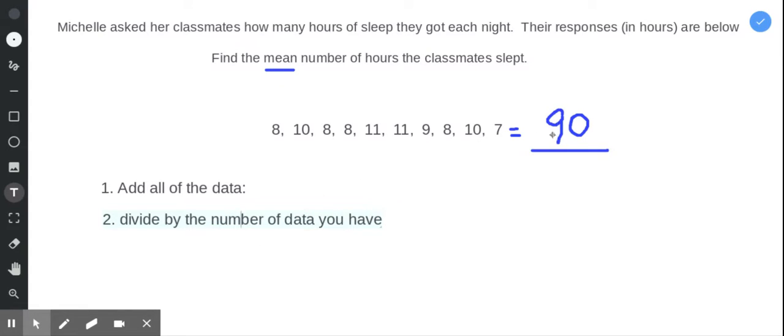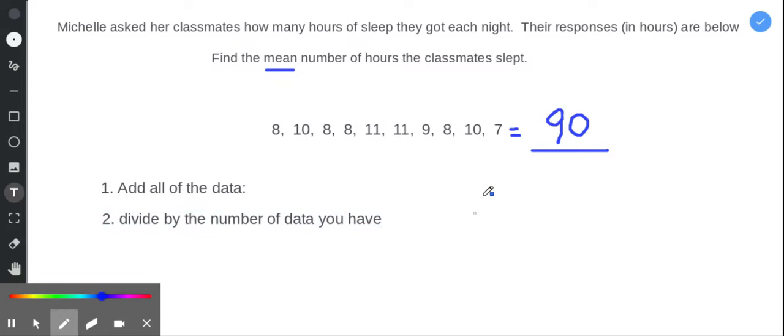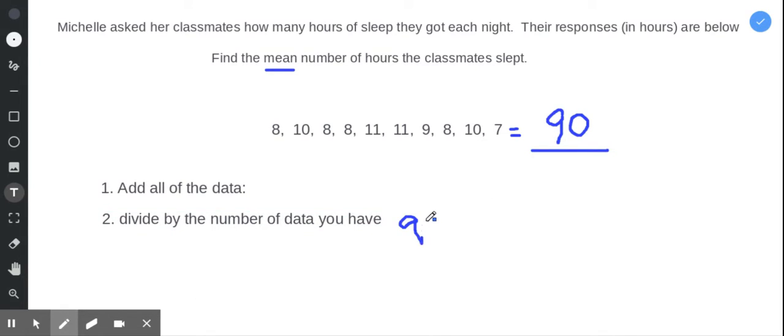So I'm taking 90 and I'm going to divide by 1, 2, 3, 4, 5, 6, 7, 8, 9, 10. 10 people in this case. And that would mean that everybody would have slept an average of 9 hours. 90 divided by 10 is 9. So 9 is my mean.